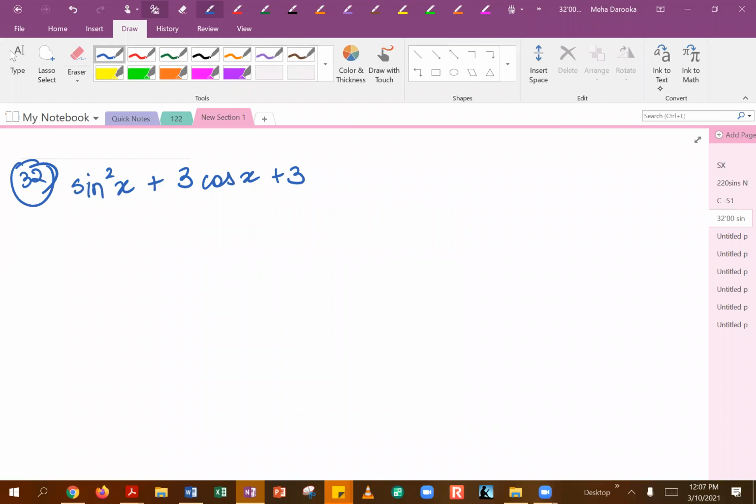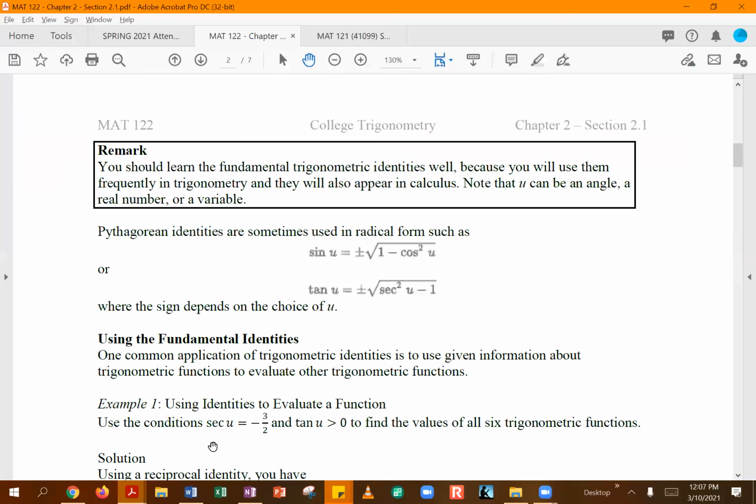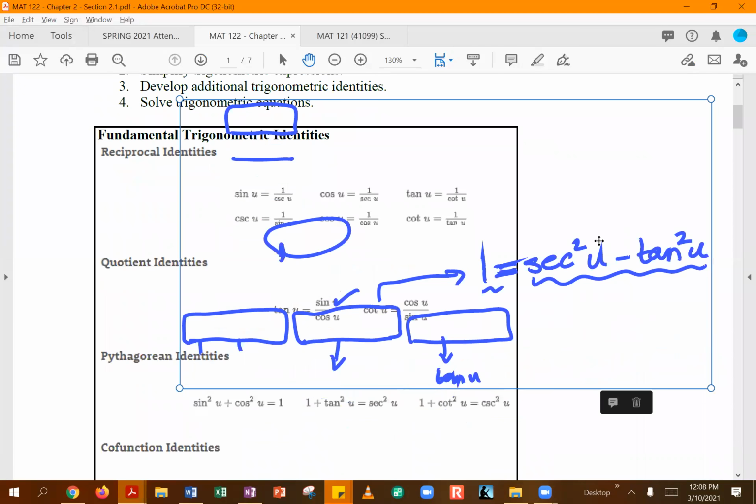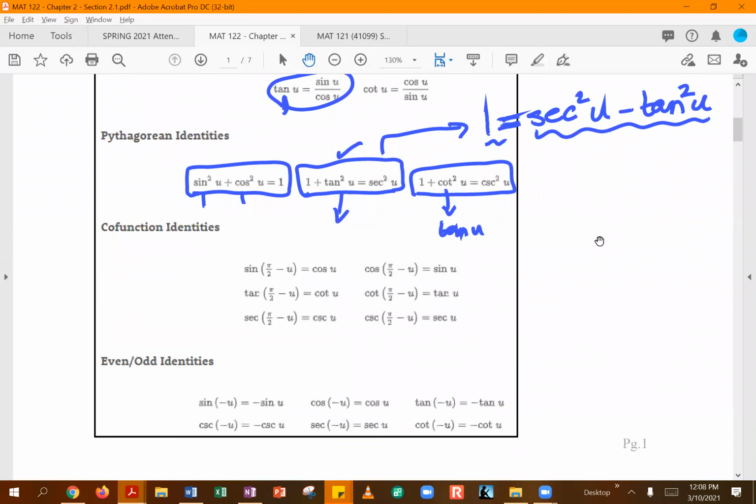statement we need to rewrite in terms of the sine function, or we need to rewrite in terms of the cosine function. And since I'm looking at sine square as my leading term, going back to our fundamental identities, since we're talking about sine square, the Pythagorean identity comes to mind. So we can look at this first one over here, which is sine square plus cosine square equals 1. You can see how this has sine square, so we can rewrite this identity to help us solve the example we're looking at.